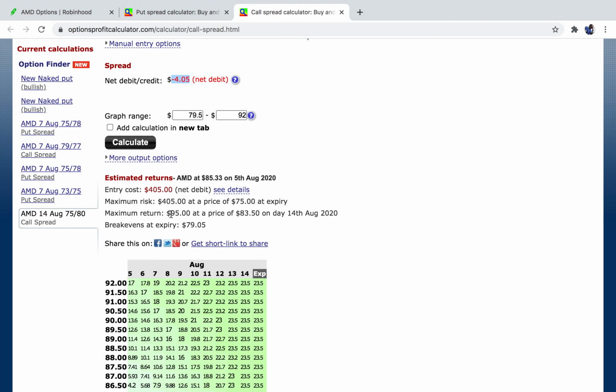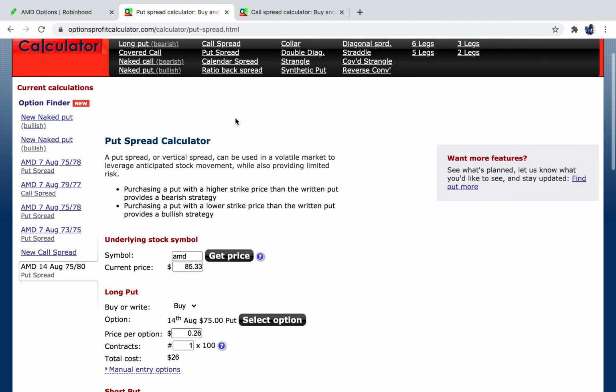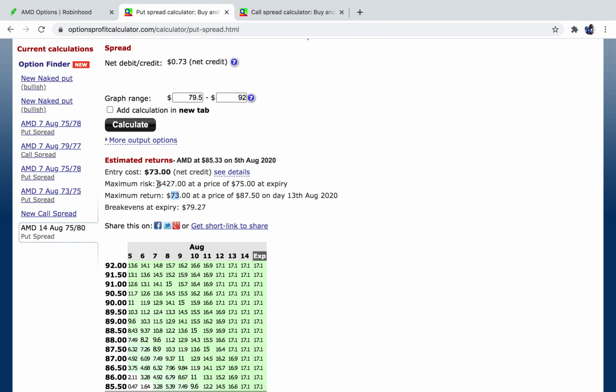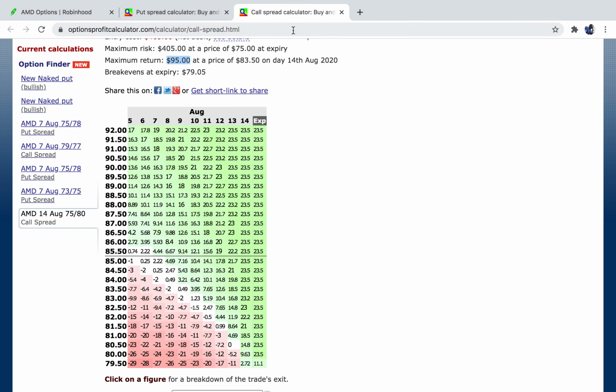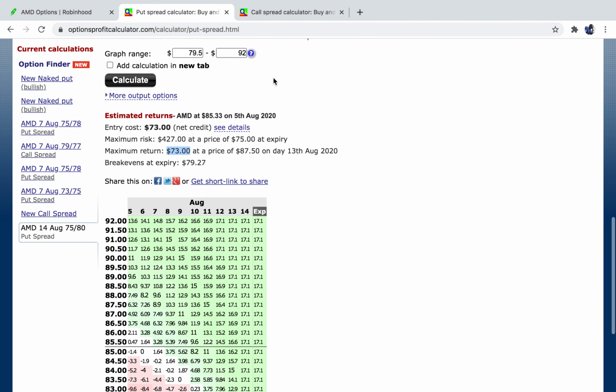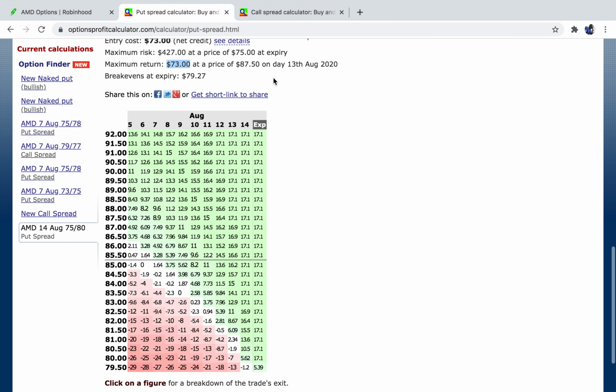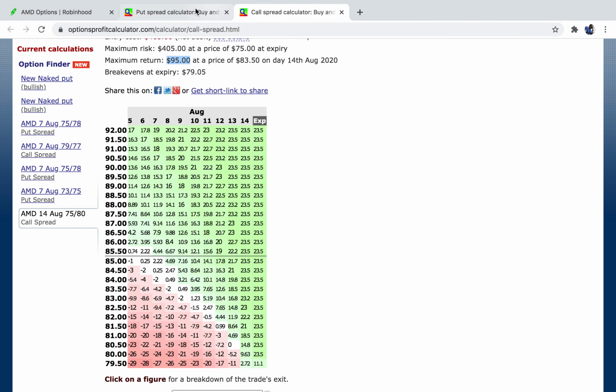But look at your max return, $95. Right? In comparison over here, your max risk is higher, $427. Your max return is lower. Right? These are both bullish strategies. You can look at these. These are both bullish strategies. You want the price to go up. I mean, these graphs are practically identical.